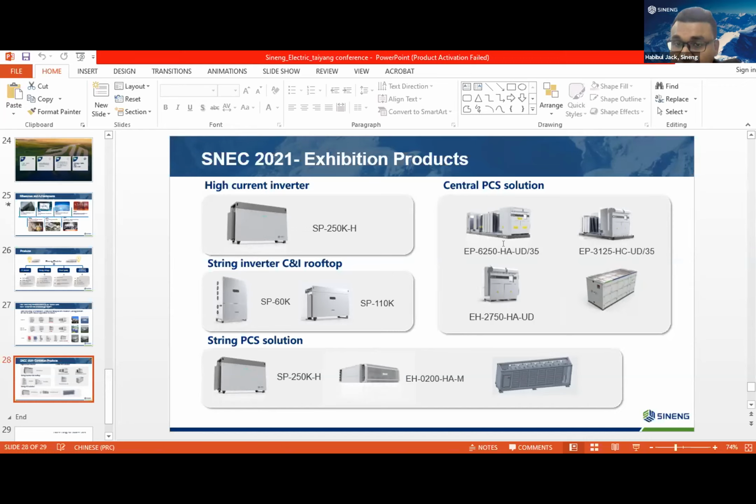And in central PCS solution, we will show the integrated solution 6.25 megawatts, and the integrated solution for 3.125 megawatts.